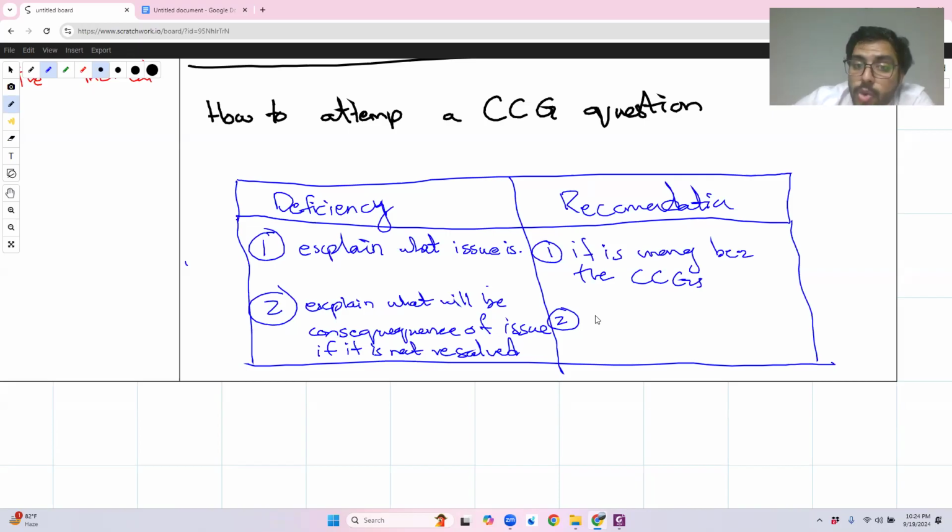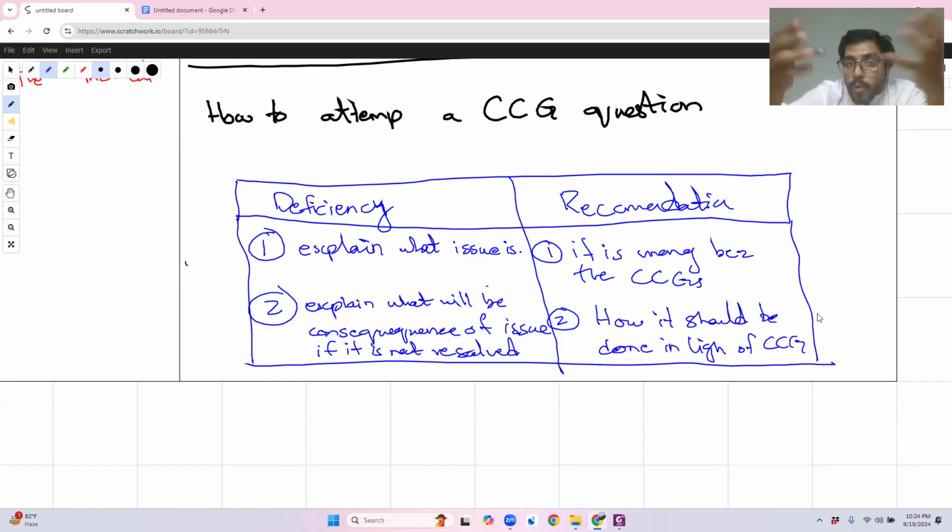Now explain. You have to write down how it should be done, in light of CCG. How? Explain it to me. Give me an answer for this issue that I raised, that the CFO is part of the audit committee.